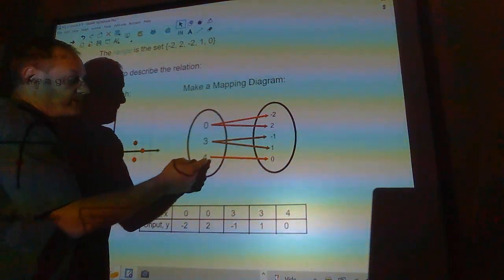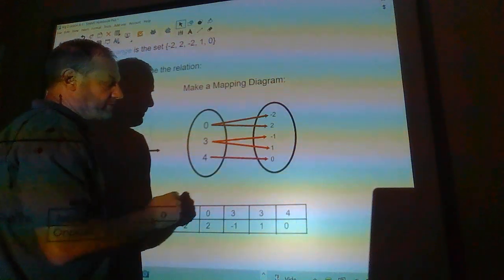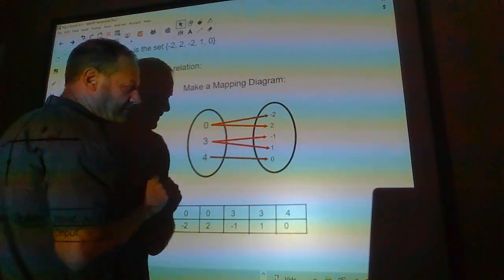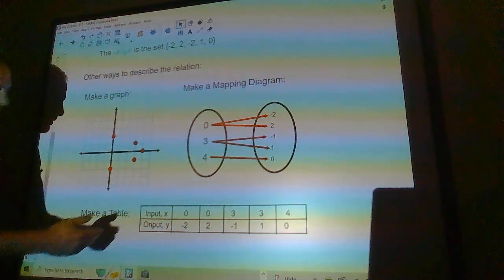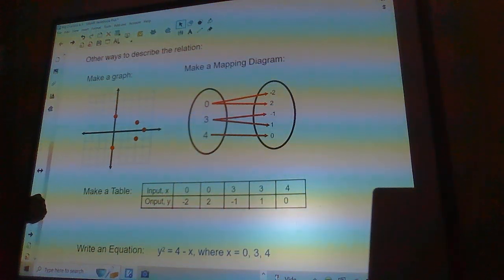Okay, we can also do this with a mapping diagram. So 0 goes to both -2 and +2, 3 goes to -1 and +1, 4 goes to 0. Or we can do it with a simple table. Okay, all of those are ways that you can represent a relation.